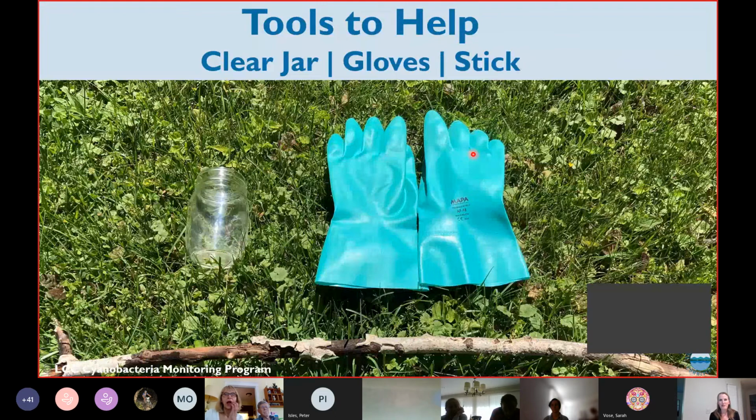So a few tools to help you do that: gloves, a jar, and a stick. I'll walk you through why. You want to avoid having contact with anything. A jar is going to help you take a water sample. Cyanobacteria do different things in the water, and you can think of your jar as sort of a microcosm for what's happening in the water. It'll help you give a sense of what's going on. And a stick is helpful because some things that are confused with cyanobacteria you can pick up with a stick. Cyanobacteria, you generally can't.